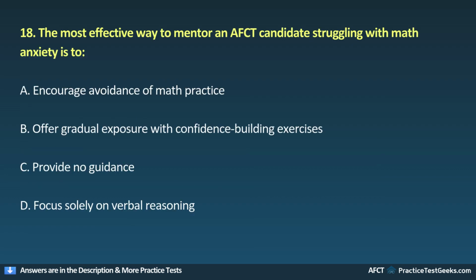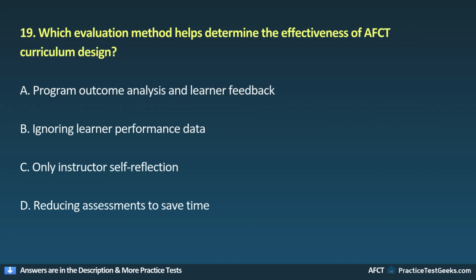18. The most effective way to mentor an AFCT candidate struggling with math anxiety is to A. Encourage avoidance of math practice. B. Offer gradual exposure with confidence-building exercises. C. Provide no guidance. D. Focus solely on verbal reasoning.